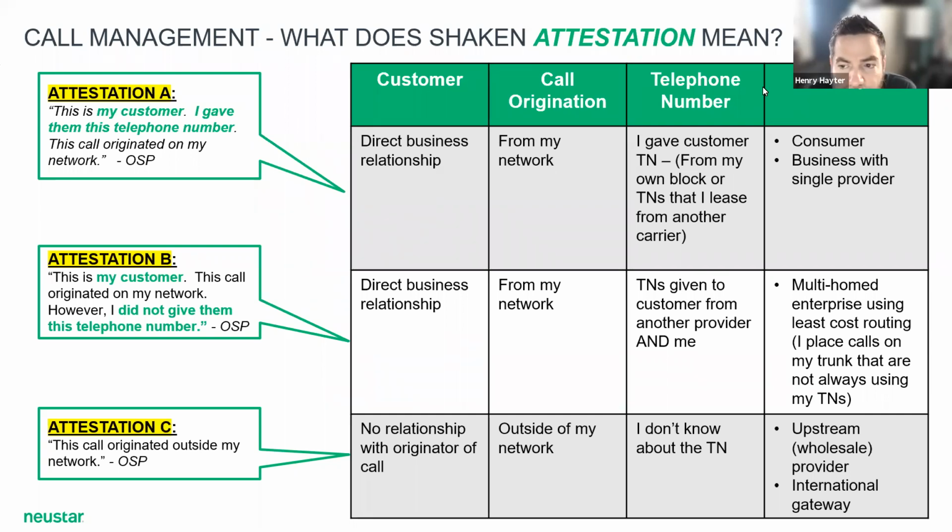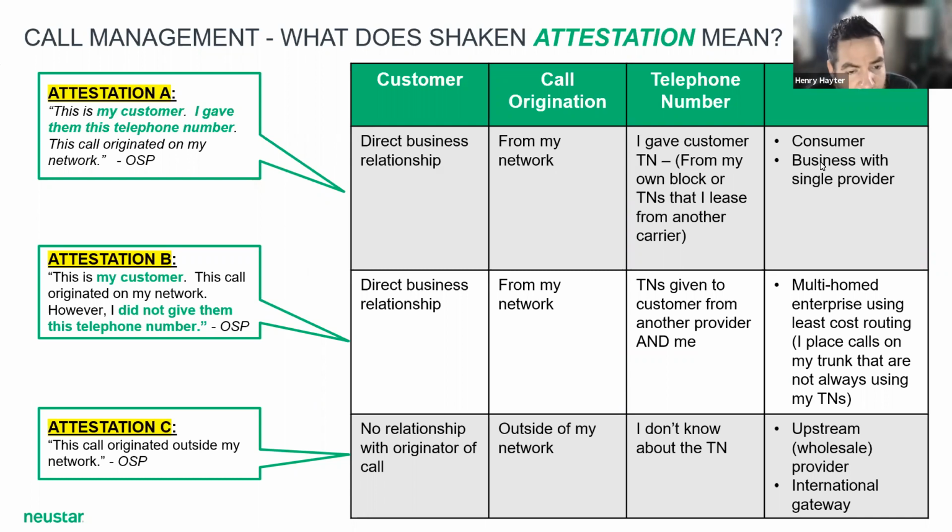So a good example of a call that would get an attestation level A is where there's a direct business relationship. The call comes across the originating service provider's network using a TN that they know because it's in their inventory or it was assigned to that customer by that carrier. Where you'll see that is typically in a direct business relationship for consumers, right? So it'll be very unusual to see a mobile to mobile call from an AT&T mobile subscriber to a T-Mobile subscriber not be STIR/SHAKEN verified, because it's very easy to identify the relationship between the phone number and the person that's using it. Also, if you're a business and you have a single provider, you get all your phone numbers from one telco, you send all your voice traffic to one telco, then it's pretty easy for them to identify you and give you an A-level attestation.